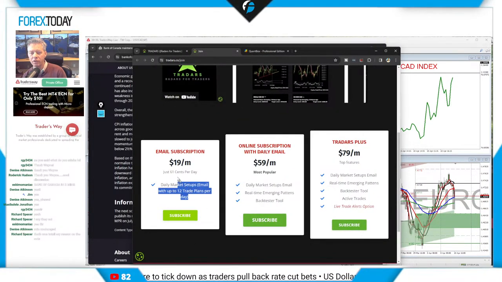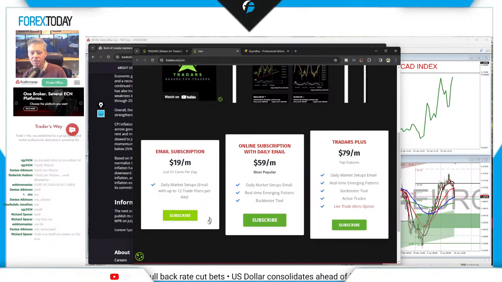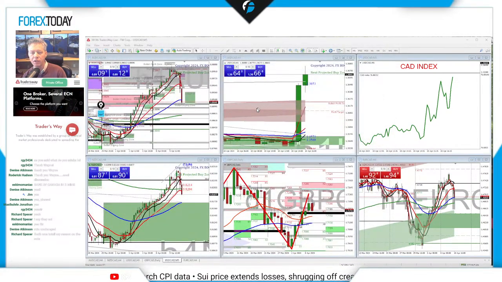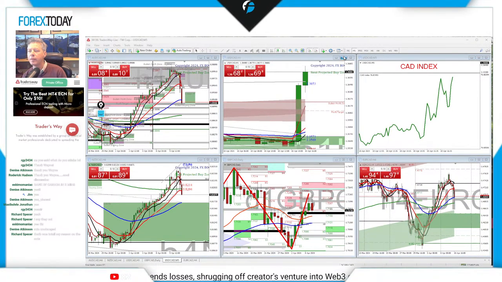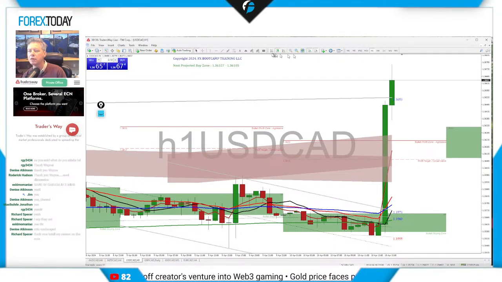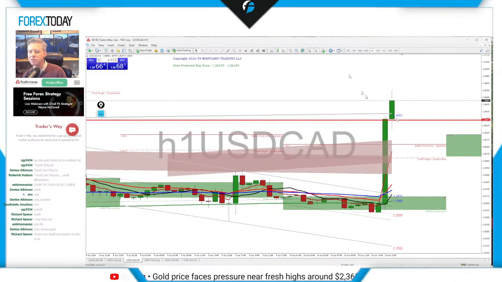The email only version, you get about 10 or 12 trade plans a day emailed to you right before the New York Open. So if it's London lunch for you or New York Open, you'll get some technical trade plans sent to you for you to think about. Meanwhile, maybe you're scalping USD kitty cat because of the 70% chance of up based on past performance.